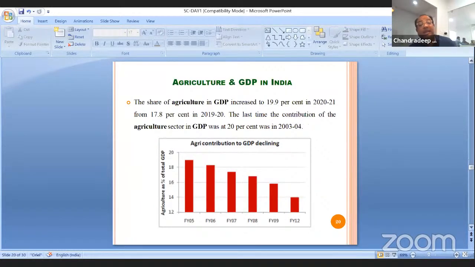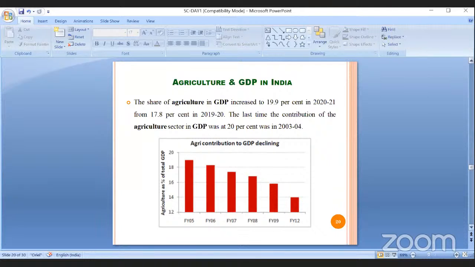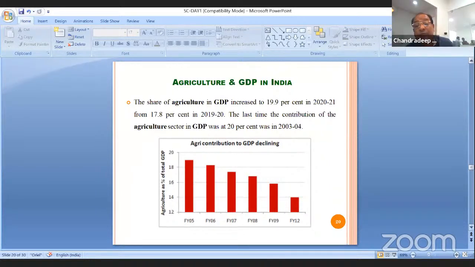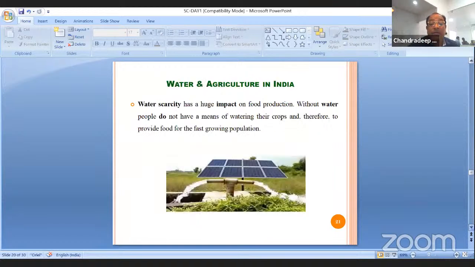So, agriculture and GDP in India: the share of agriculture in GDP is 19.9% in 2020-21, from 17.8% in 2019-20. So it is very nice to see that the GDP contribution is increasing in India. The maximum, 20%, we found in 2003-04. Again in 2021, we have seen growth to 19.9%. Now, water scarcity and agriculture in India.